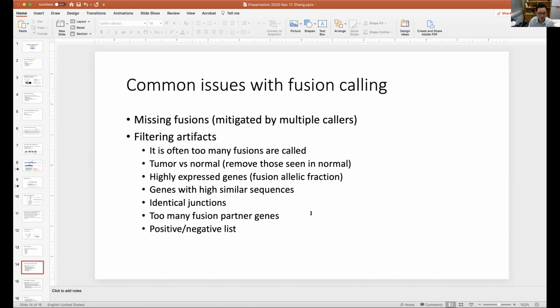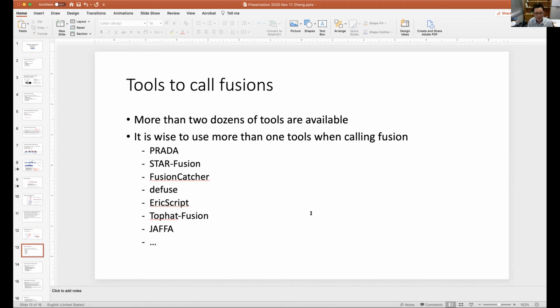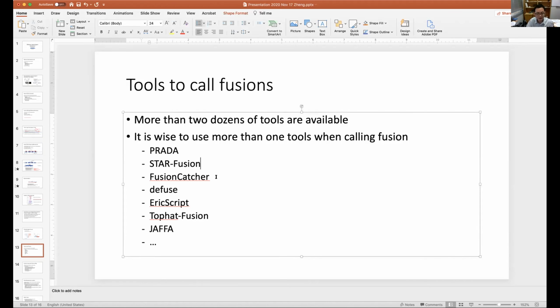So actually, I jumped a little bit. There are many tools to identify gene fusions, or call gene fusions, from RNA sequencing data. Our tool is called PRADA. STAR has a tool called STAR-Fusion, and FusionCatcher is also quite popular. deFuse is one of the earliest tools to call fusions, and relatively young tools include EricScript and JAFFA. TopHat-Fusion is quite old as well, and of course, it relies on the TopHat alignment.